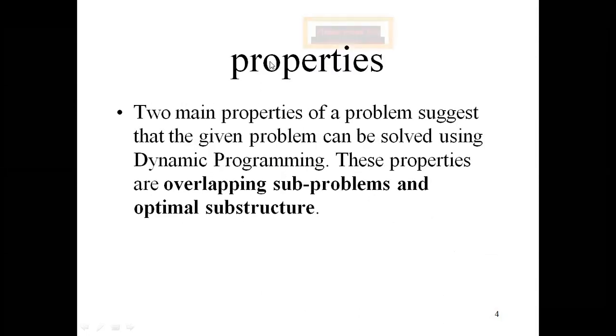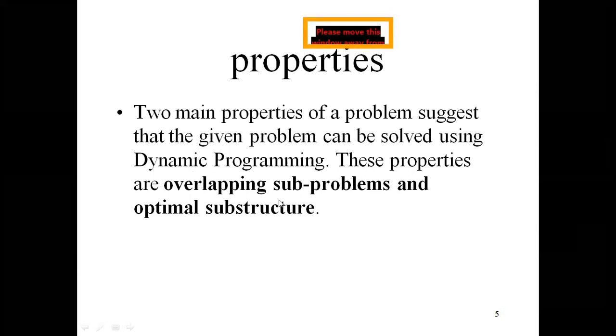Now see the properties of dynamic programming. Two main properties of a problem suggest that the given problem can be solved using dynamic programming. There are two properties we need to consider: overlapping subproblems and optimal substructure. Overlapping of subproblems is one important property in the case of dynamic programming. Another one is the optimal substructure property.